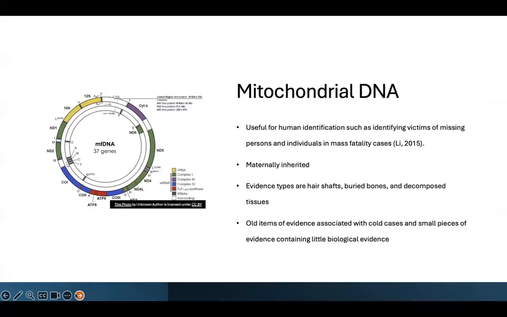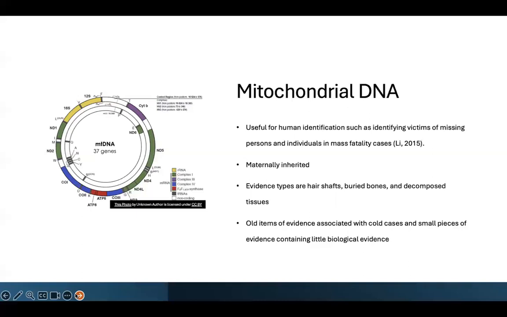So, what makes mitochondrial DNA useful for forensic science? It is useful for old items of evidence that are associated with cold cases, as well as small pieces of evidence containing little biological evidence. What evidence types are typically best for mitochondrial DNA analysis? This includes hair shafts, buried bones, and decomposed tissues. Hair shafts will be discussed later in the presentation.